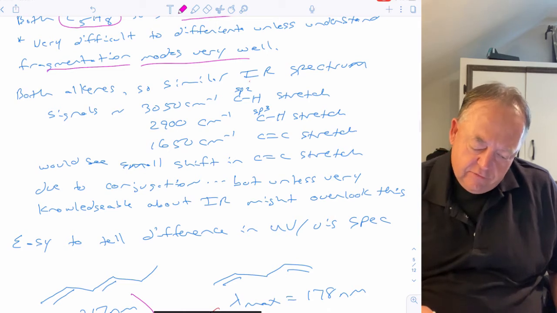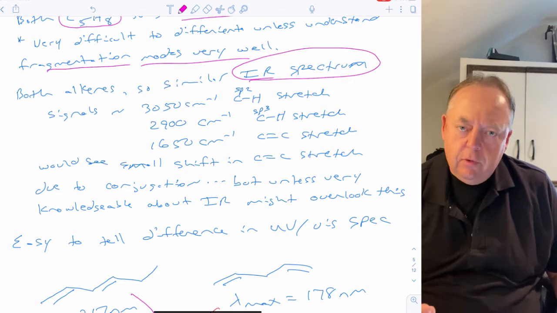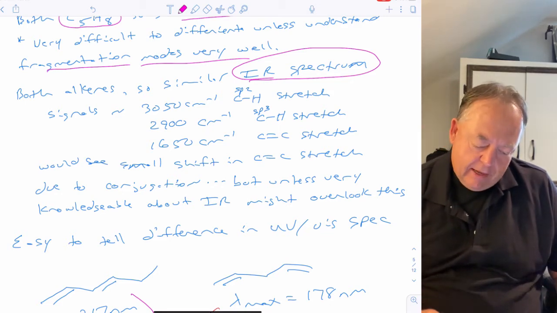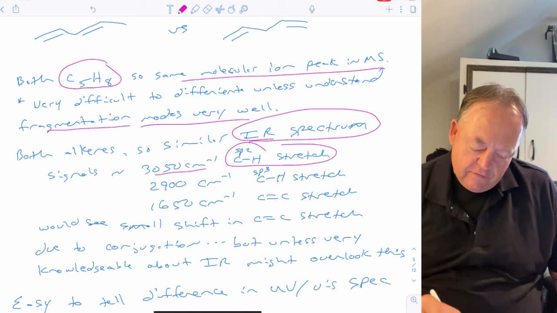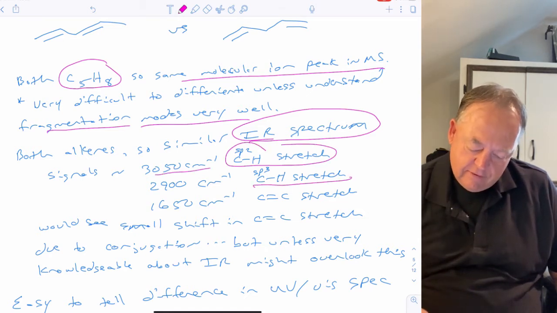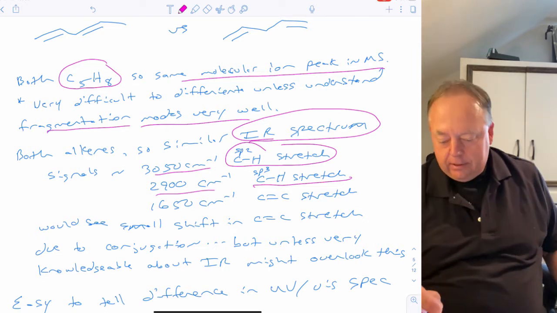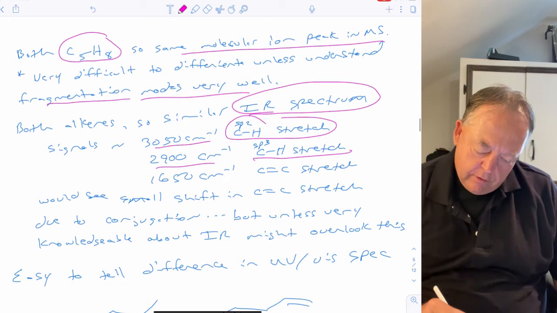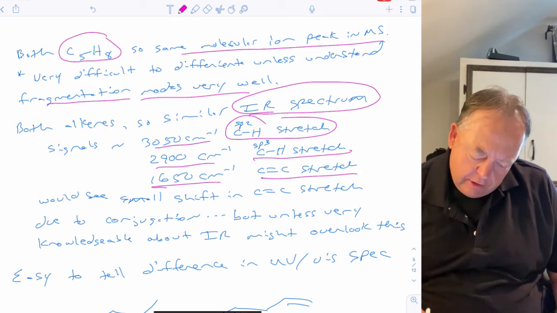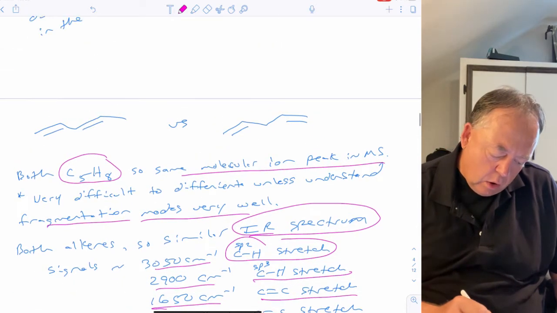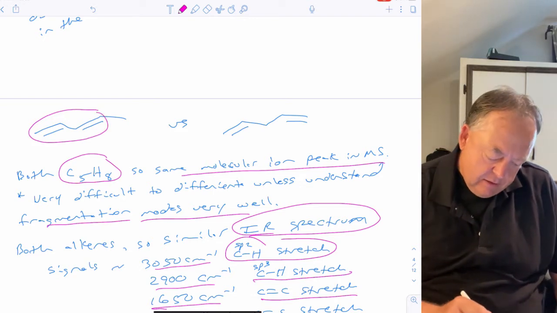And it would be difficult to differentiate them using IR spectrometry as well, unless you're really knowledgeable about IR. Because they're both alkenes, so they're both going to have the CH sp2 stretch around 3050. They both have sp3 hybridized carbons with hydrogens on them, so they would both have the 2900 signal, and they both have carbon-carbon double bonds, so they would both have a signal around 1650. Although there would be a small shift to lower wavenumbers because those double bonds are conjugated.